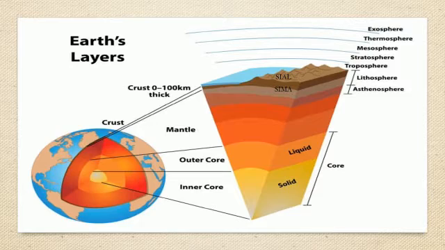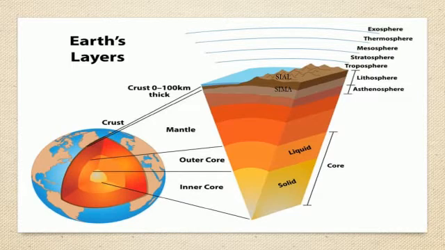Let's talk about the different layers of the earth. So students, as you know, the earth consists of 3 layers, so let's study about them. The outermost layer of the earth is crust. It is the topmost layer of the earth. It is divided into 2 parts, that is Sial and Sima.